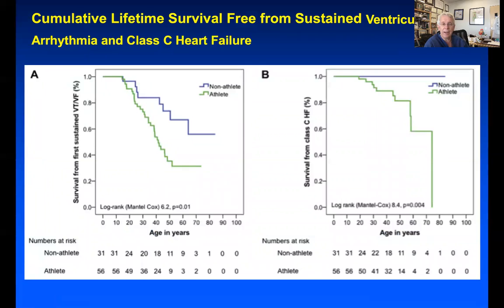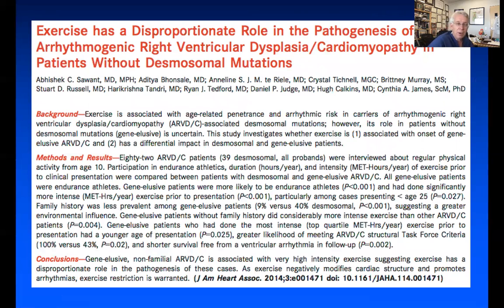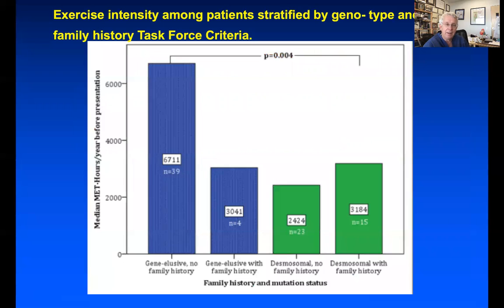And patients who are highly athletic have more arrhythmias and more need for heart failure treatment and transplantation. Again, there was no heart failure in non-athletes, but in athletes, a much higher rate of developing heart failure. Recently, we did another study looking at patients who don't have mutations to see how much exercise it takes for them to get ARVD. We found that if you're gene elusive, if you don't have a mutation, it takes about twice as much exercise as it does in someone with a mutation. So this is, I think, an important concept.